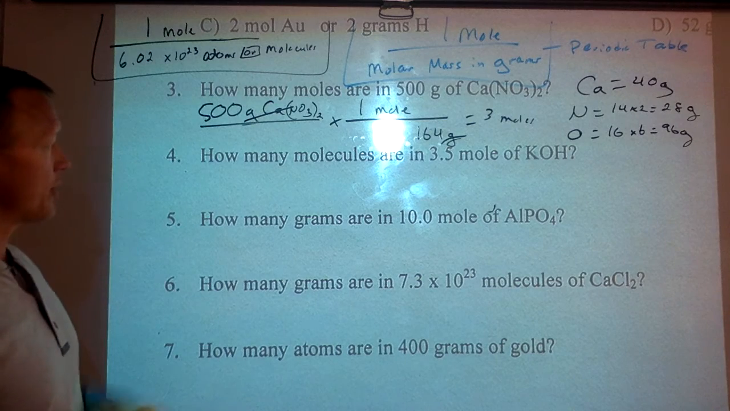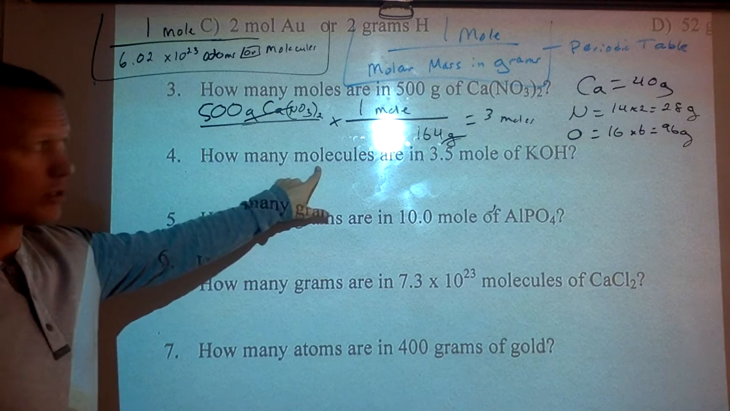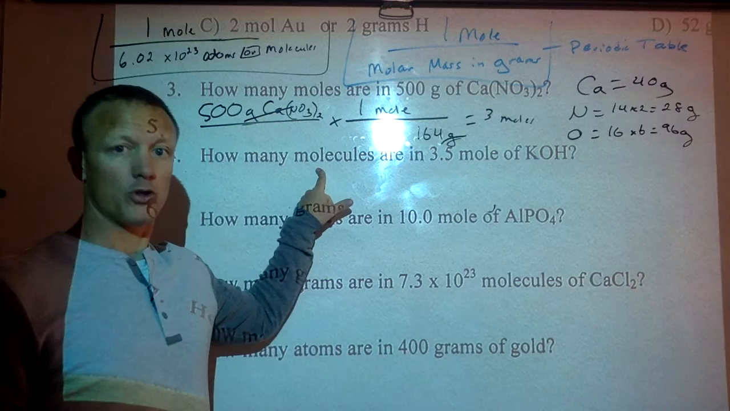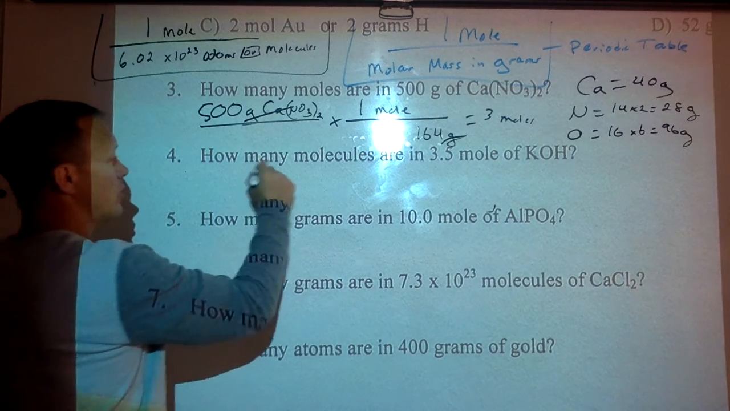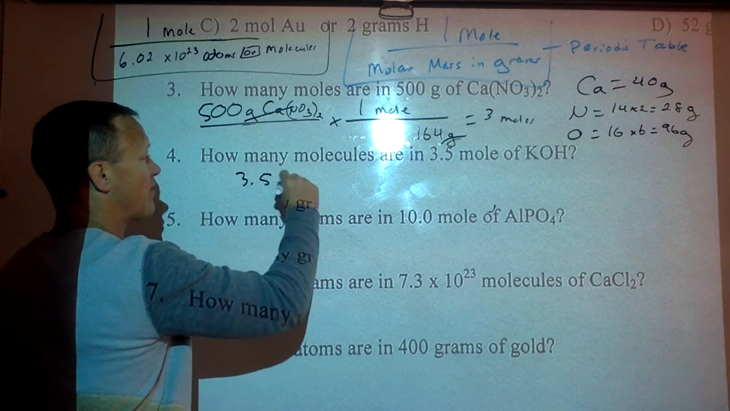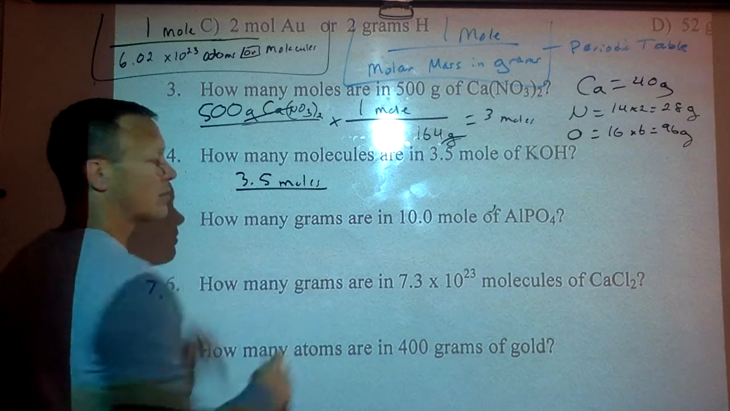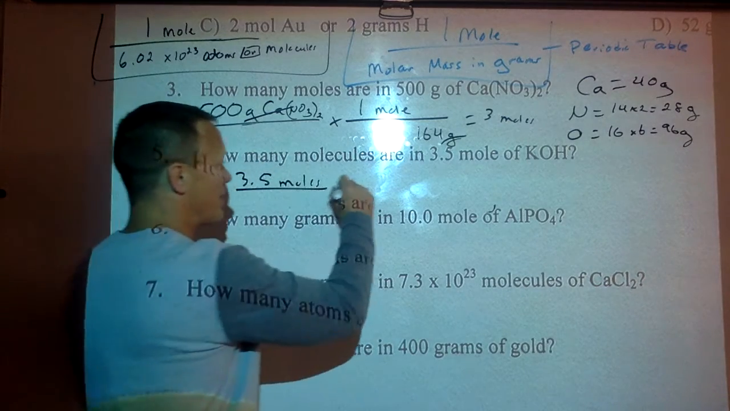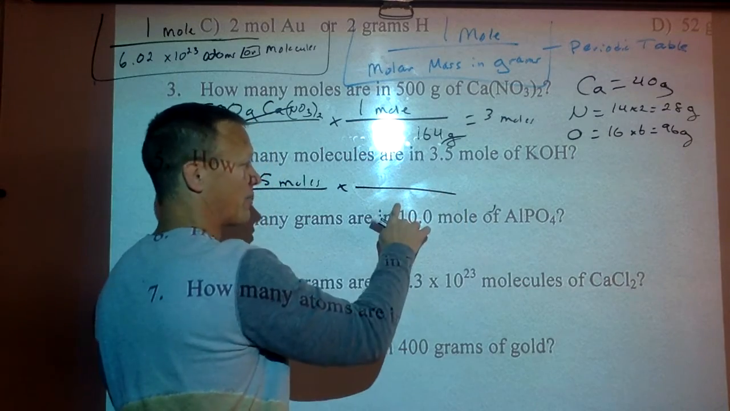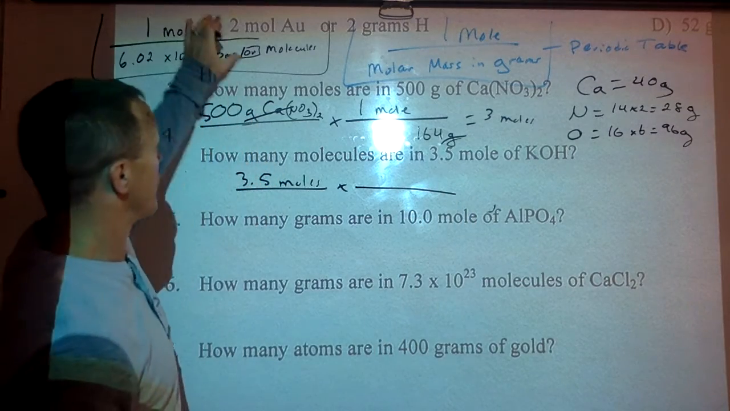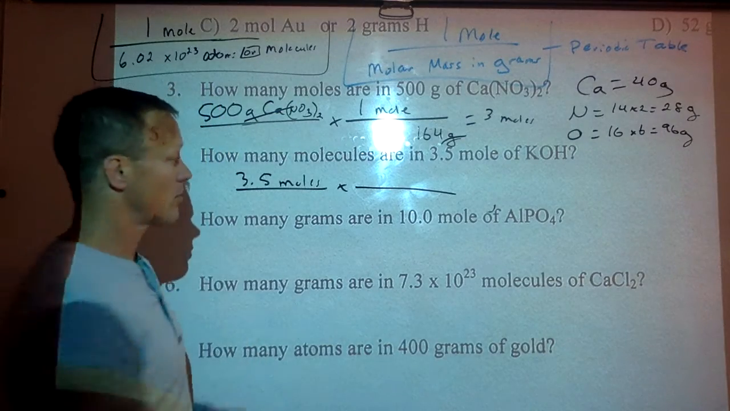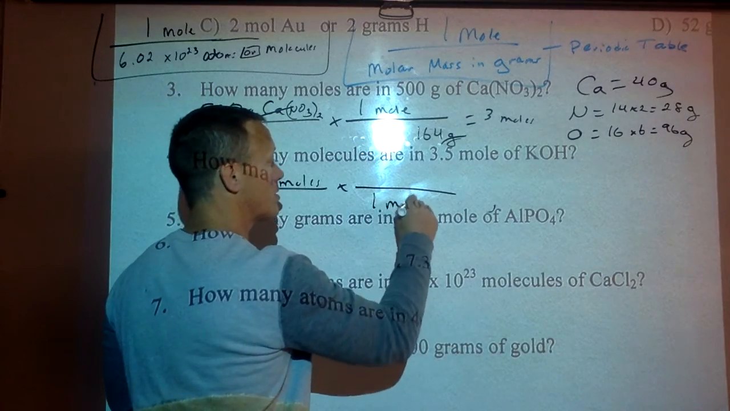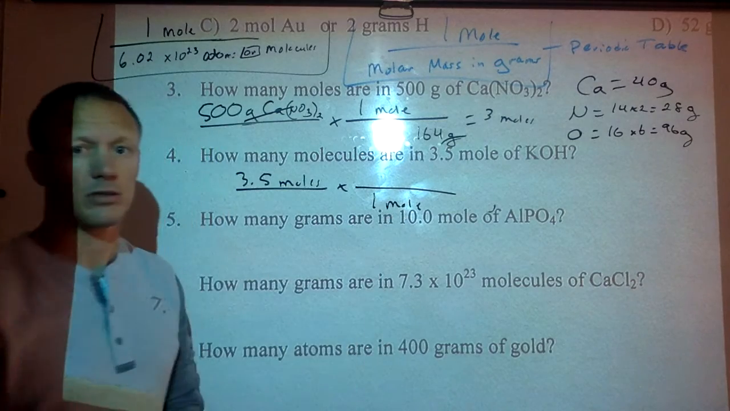If we pick another one out here, how many molecules, or sometimes I would say particles or formula units, are in 3.5 moles of potassium hydroxide? So start with the number that's given to you, 3.5 moles. On my next step, I always write the word 1 mole either on top or bottom. I'm going to write 1 mole on the bottom because my labels need to cancel.